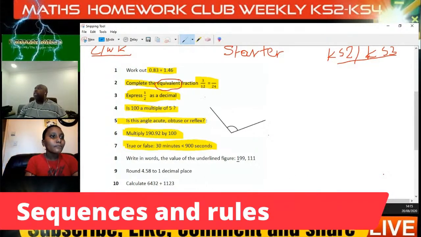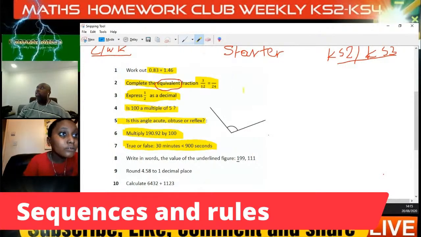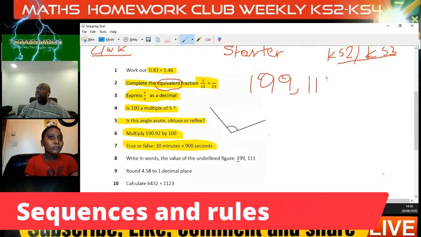Okay, here we go. Now it says write in words the value of the underlined figure. So we got here 199, and then something follows. No, both numbers are together. So it is 199,111.